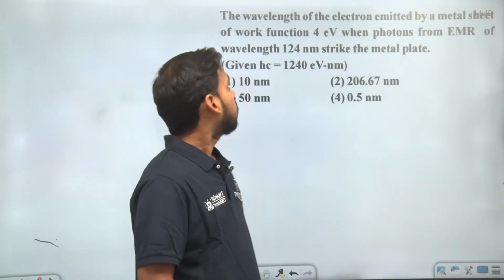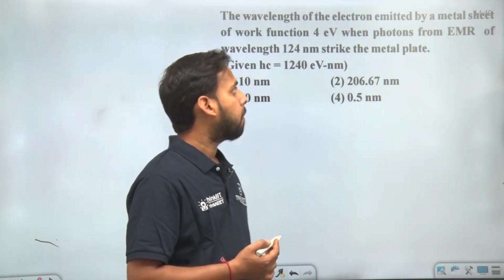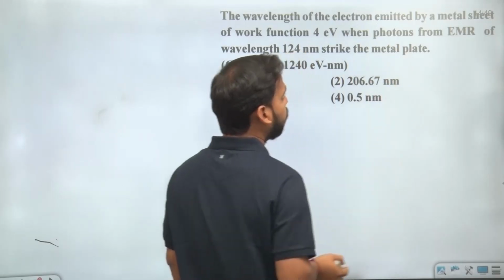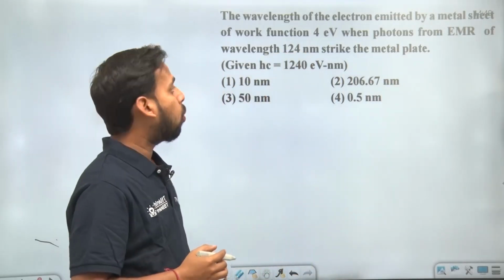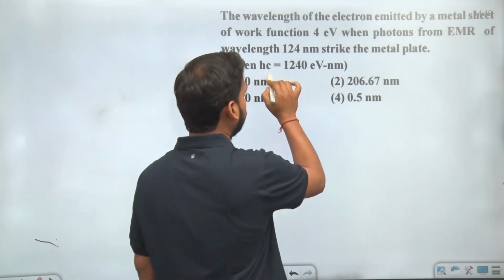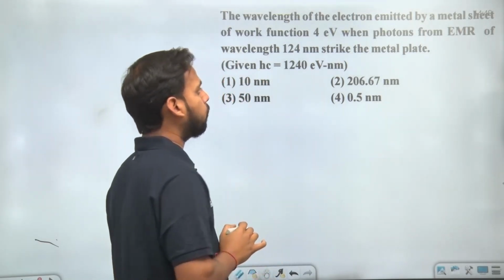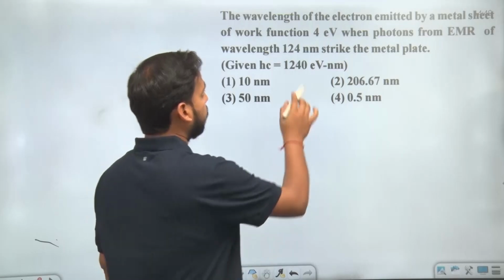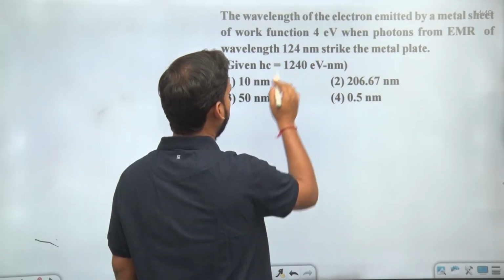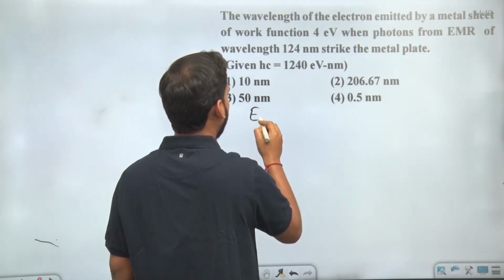Next question: the wavelength of the electron emitted by a metal sheet of work function 4 electron volt when the photons from EMR of wavelength 124 nanometer strike the metal plate, given the value of hc equals 1240 electron volt nanometer. So we have to calculate the wavelength here. First of all, we will calculate the energy of the photon.